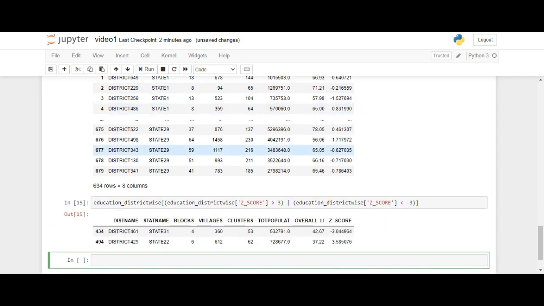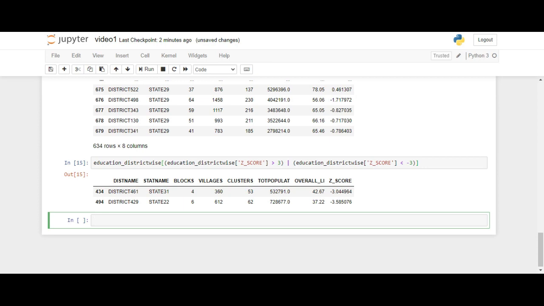As you can see, using z-scores, we identify 2 outlying districts, district number 461 and district number 429. The literacy rates in these 2 districts are more than 3 standard deviations below the overall mean, which means that they have unusually low rates. So, important information is that the government may want to provide more funding and resources to these 2 districts in the hope of significantly improving literacy rate.